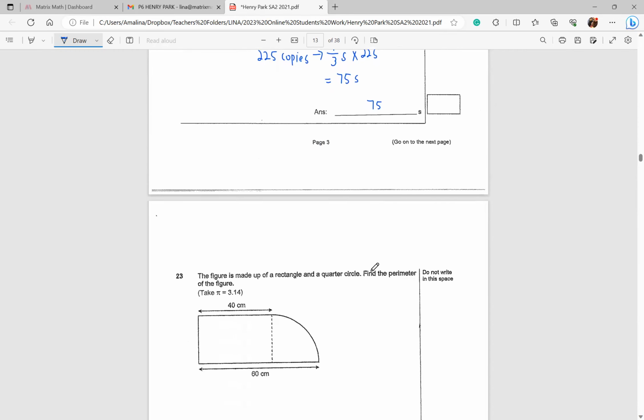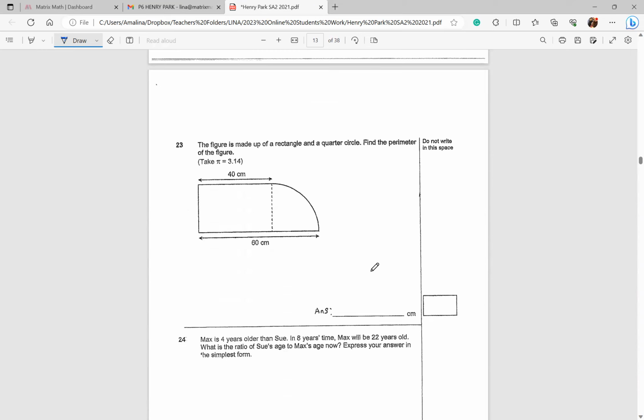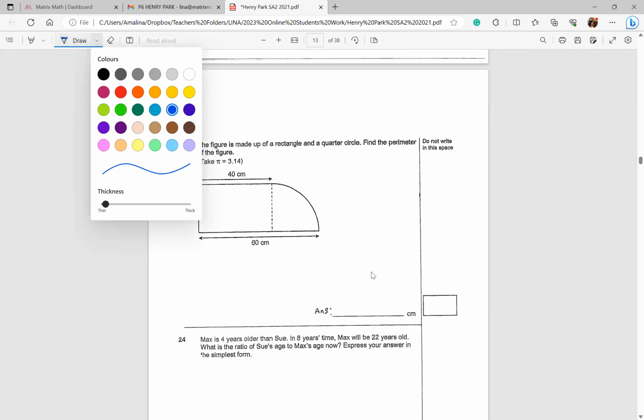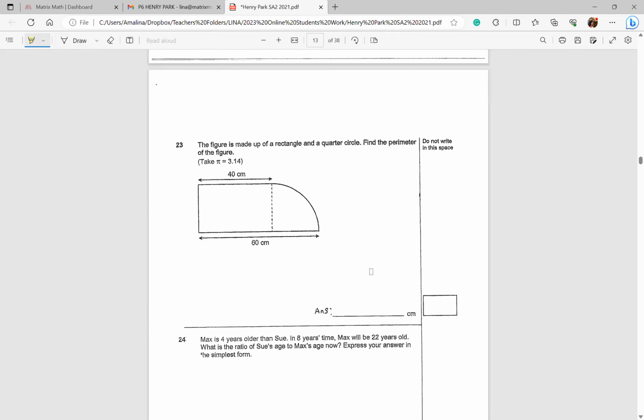Question number 23. The figure is made up of a rectangle and a quarter circle. Find the perimeter of the figure. Take pi equals to 3.14. Now, whenever you encounter a circles question, it's good to see what your question requires. Over here, I want to find the perimeter, which means I need to focus on the outline of my diagram. So use a highlighter, highlight the outline for this figure. Okay, so those in yellow is what you have to find.